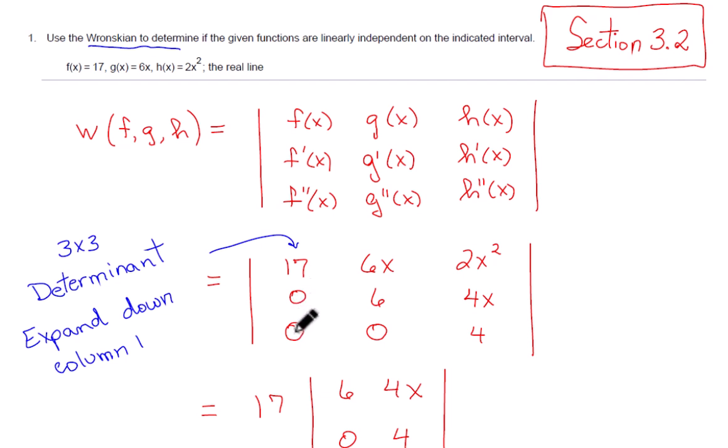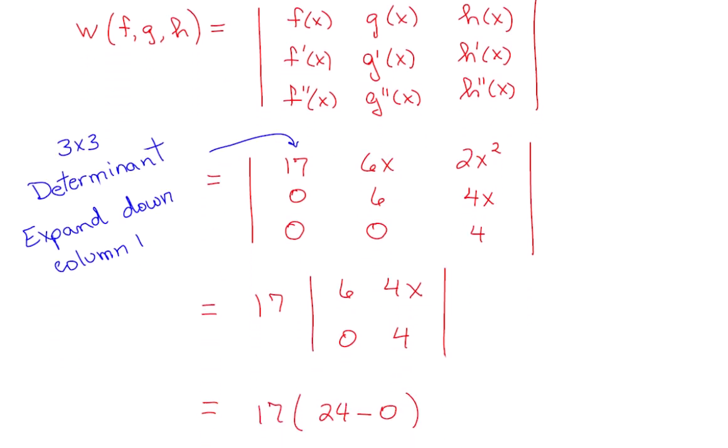First and second derivatives are 0. G of x, first derivative is 6. Derivative of that, 0. H of x is 2x squared. Derivative 4x. And the second derivative is 4. So I've got this 3 by 3 determinant. And I'm going to be expanding by the first column.